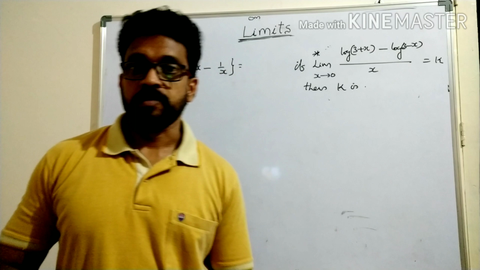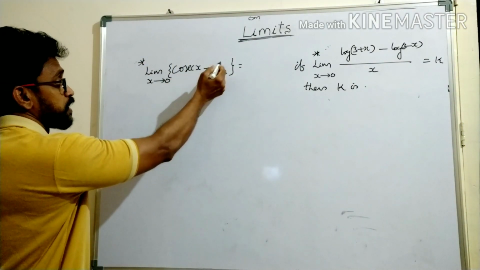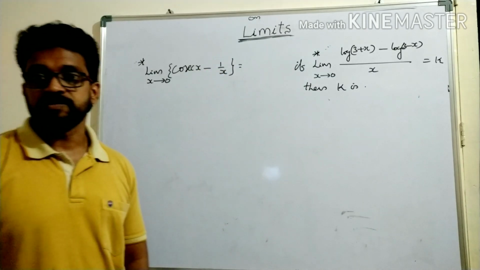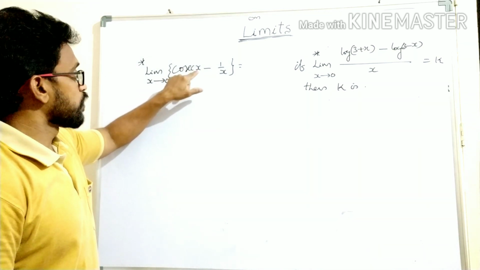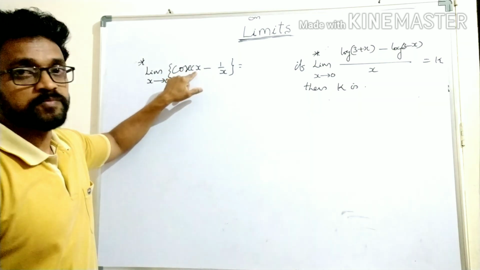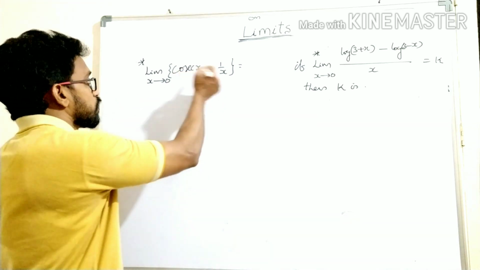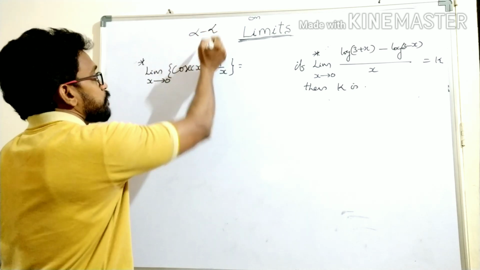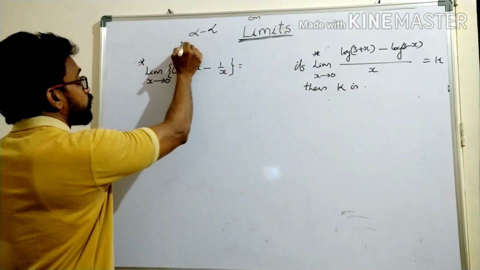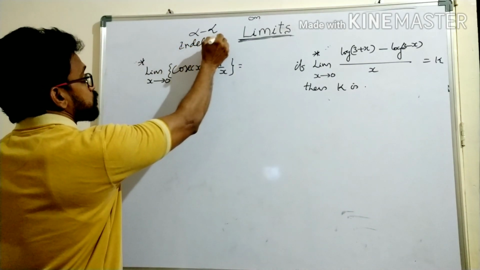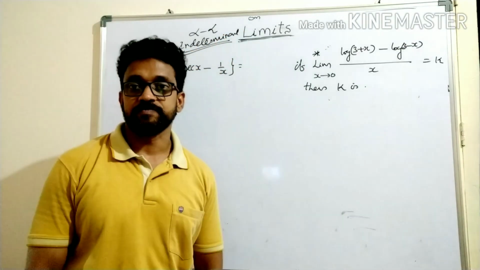Okay, now one more question we'll discuss: limit x tends to 0 of cosecant x minus 1 by x. This is also one JEE model question. Replace x by 0. What is happening? Cosecant 0 is undefined, it's infinity, 1 by 0. So this is of the form infinity minus infinity, which is also one of the indeterminate forms.